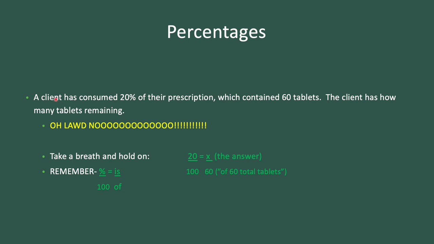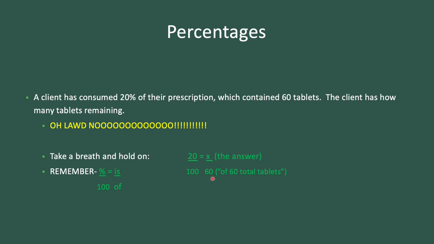So the client has consumed 20% of their prescription, which contains 60 tablets. So we would say, how many is remaining, which we don't know, and that's the answer that we need. How many is remaining of the 60 tablets? See how that works? All right, cool. So how many is remaining, and I know this is improper grammar, get over yourself. How many is remaining of the 60 tablets? Remember, this is my dad that did this, so don't make fun. And it works. It works every time.